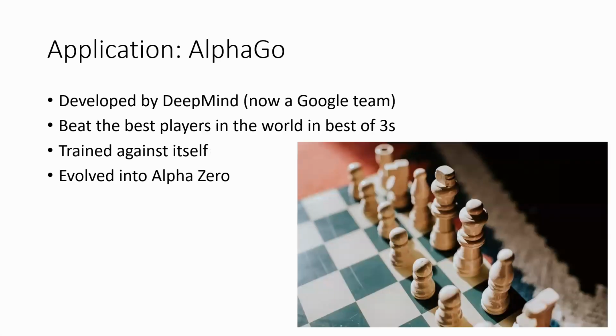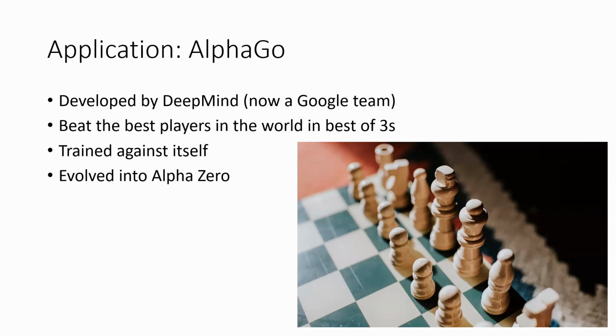So yeah, other applications include AlphaGo. This is one of the most talked about things when it was released, developed by DeepMind, which is a Google team now. This AlphaGo algorithm is able to play Go, which is kind of like a chess or checkers game, and it's actually able to beat pros. It's surpassing human capabilities in terms of these games.